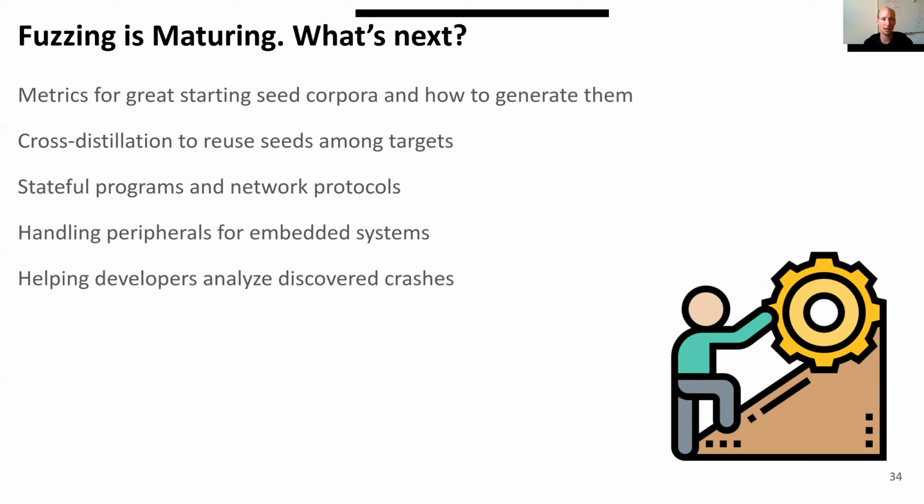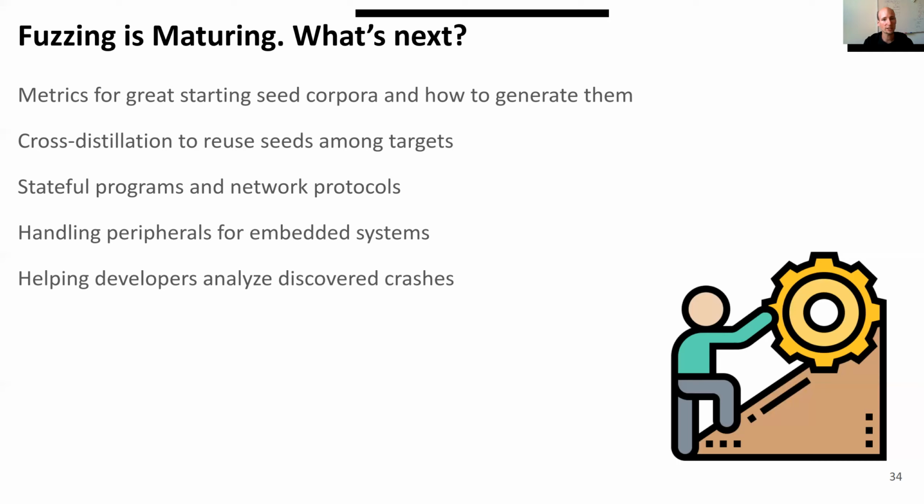Similarly, difficult challenges: how do you fuzz stateful programs that have a lot of complex internal states? I'm thinking about language interpreters and so on. How do you fuzz network protocols that go through multiple complex states? That's still an unsolved problem and very interesting to look at. How do you handle peripherals for embedded systems? Because they may have very complex states that will influence the underlying code. And last but not least, how could you help developers analyze discovered crashes and further distinguish and distill those?